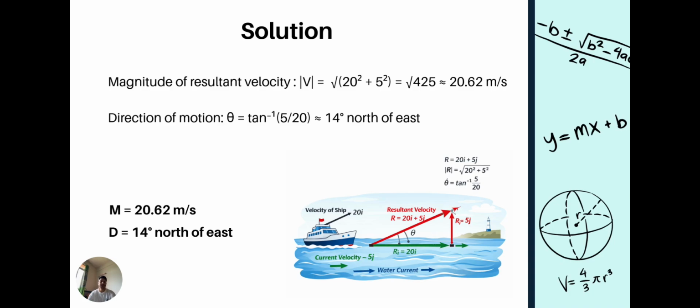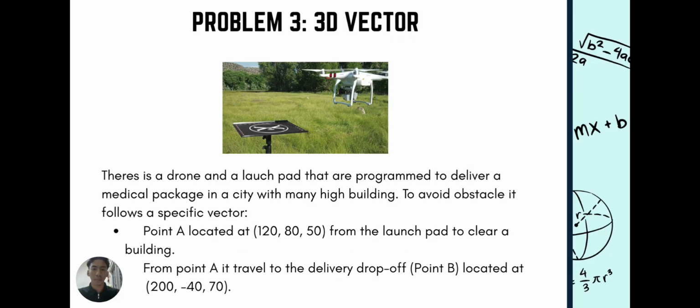Now the solution. Magnitude of resultant velocity v equal to root of 20 squared plus 5 squared. We get by calculation 20.62 meters per second. And direction of motion: tan theta equals 5 over 20, equal to 14 degrees north of the east. That's all for me. Thank you. Thank you for your attention.